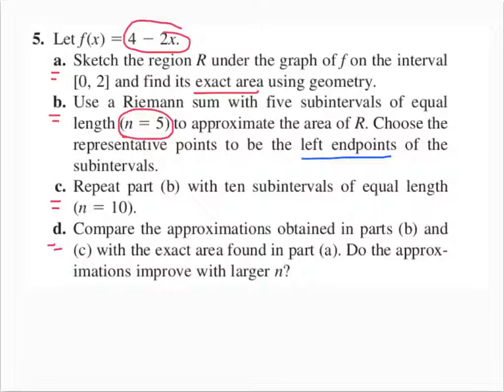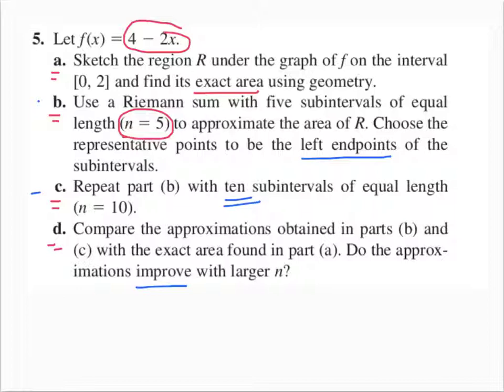Then in part C, they're going to make us do it all over again, but this time we're going to use 10 subintervals. In other words, 10 rectangles. N equals 10. We're still going to use the left-hand endpoints. And then finally, we're going to compare these two approximations in B and C with the exact value that we found in A. And we want to see if the approximations are getting closer to the exact value as we make n larger. We want to make sure that it's improving as n gets bigger.